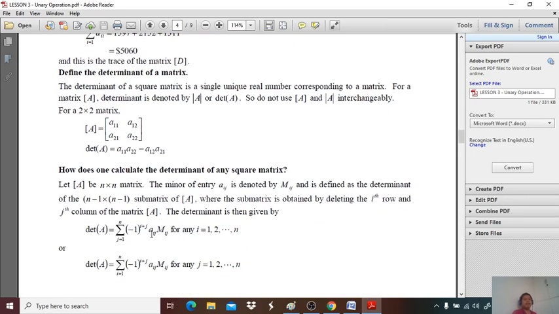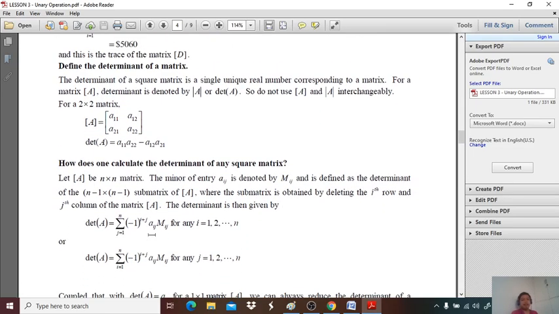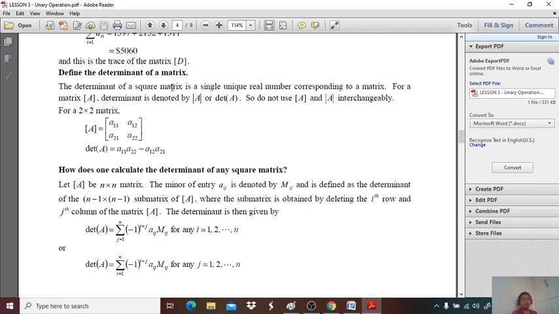Next is to find the determinant of a matrix. The determinant of a square matrix is a single unique real number corresponding to a matrix. So for a matrix A, the determinant is denoted by absolute value bars or double bars, the determinant of A. So do not use the brackets or braces and the double bars interchangeably.